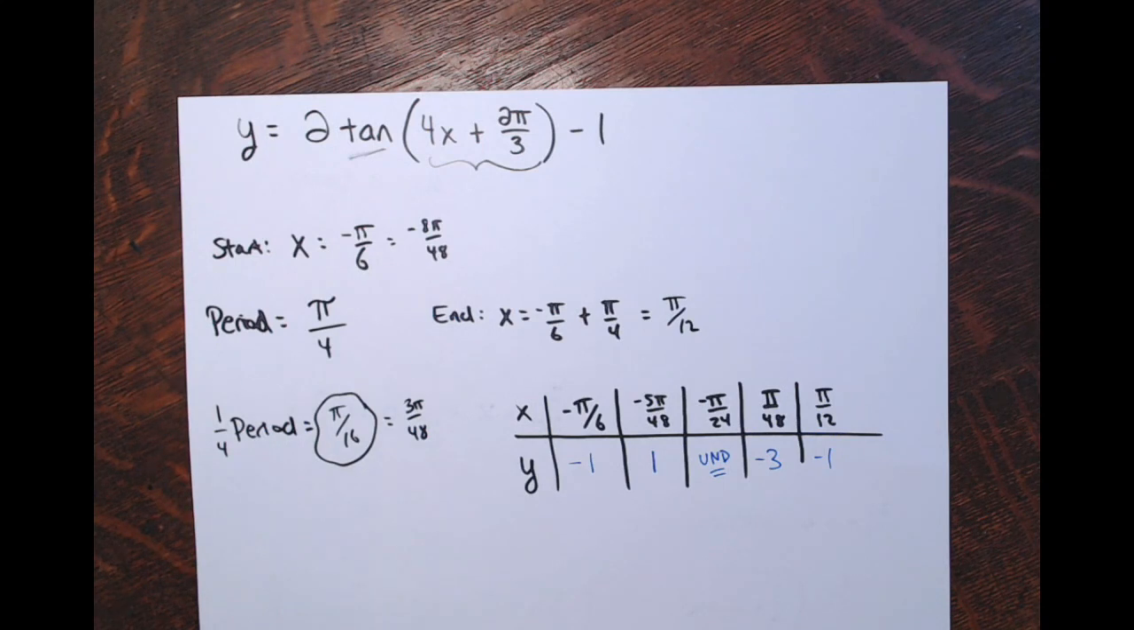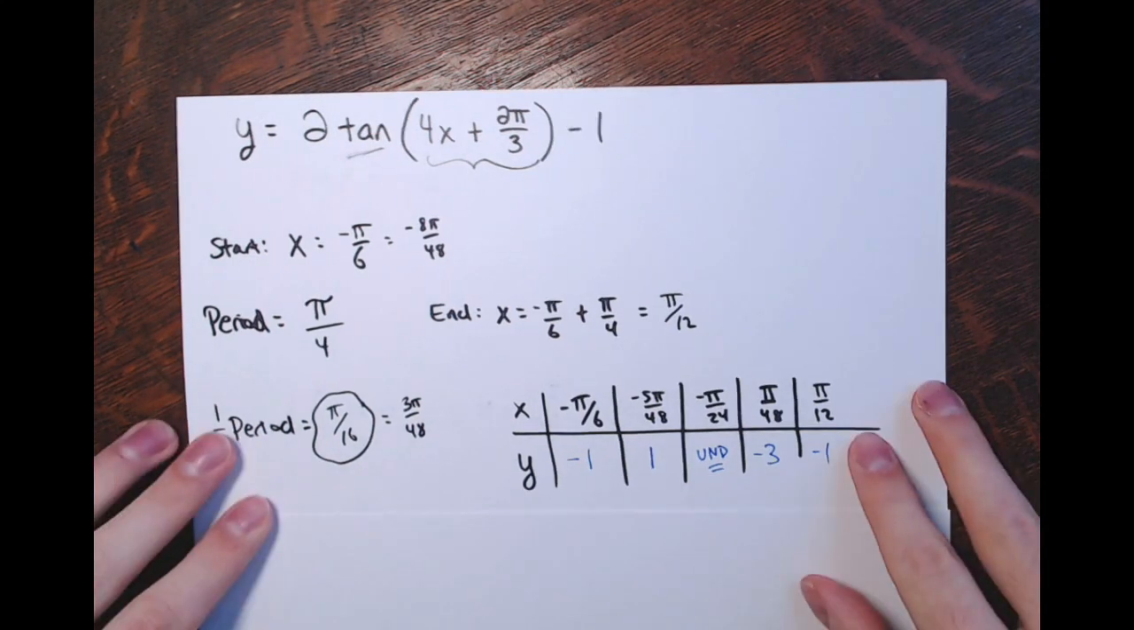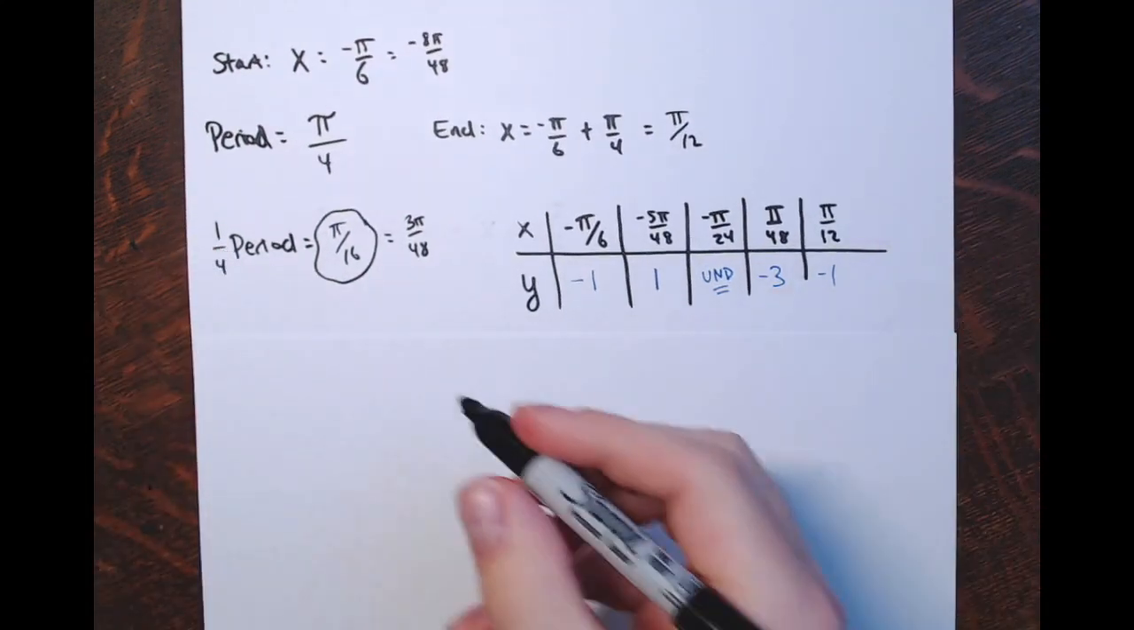All right. Now I'll plot these points, and we'll also work with some other values, because they want us to graph things between two asymptotes.